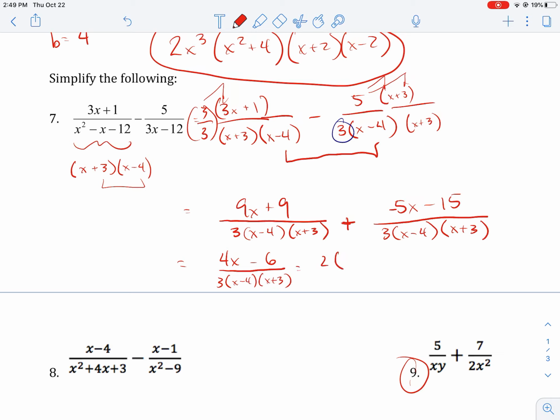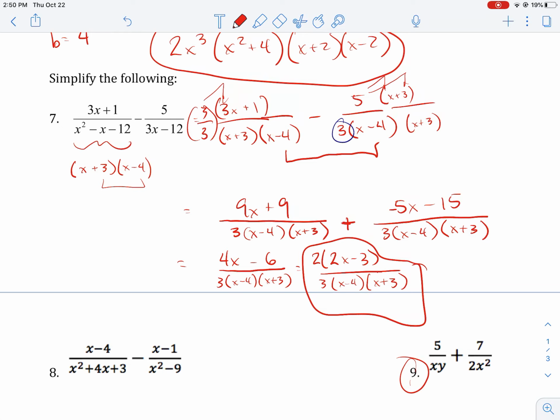I'm going to take out a 2 here. No, and I guess I was hoping for a cancellation, but we have an x minus 3 in the top and an x plus 3 in the bottom. Oh, I didn't factor that completely right, did I? This is going to be 2x minus 3. There we go. And this guy is fully factored, so we're all set there.